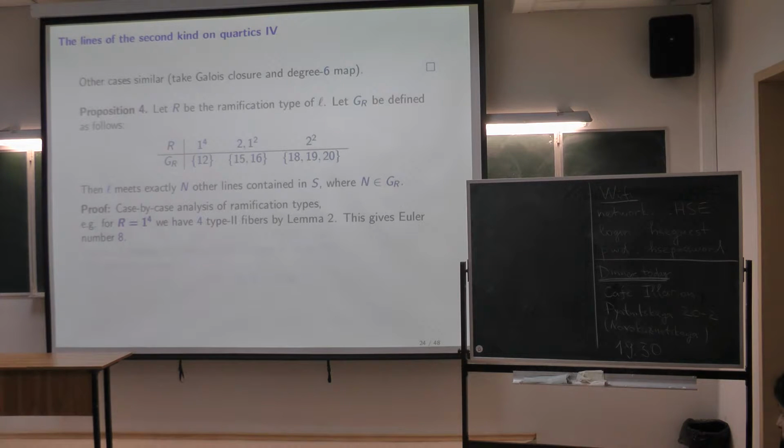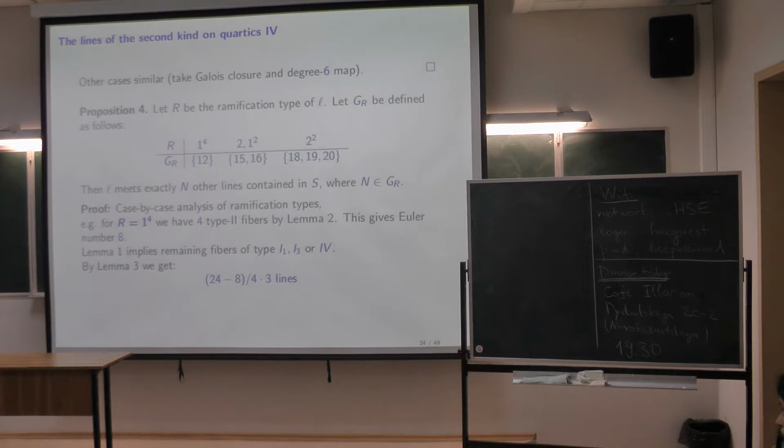Now, if I have a triplet of lines that is meeting my line, then I have to pay with 1 copy of I1. If I have 3 lines running to a point, then again I pay with Euler number 4. Yeah? So whatever I try, I will always get 12 lines.